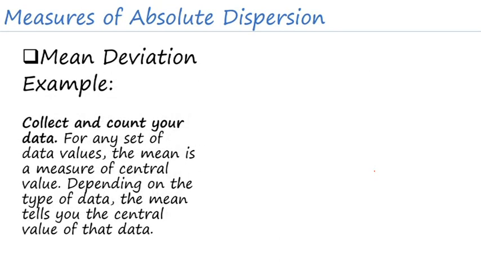Okay. For example, collect and count your data. Ito po yung ating first step. For any set of data values, the mean is the measure of central value. At take note na kapag nagsosolve po tayo ng measures of absolute dispersion, ginagamit po talaga natin yung measures of central tendency. And one of it is the mean. Kaya nga po kanina pinag-usapan natin yung mean. Okay, depending on the type of data, the mean tells you the central value of that data.